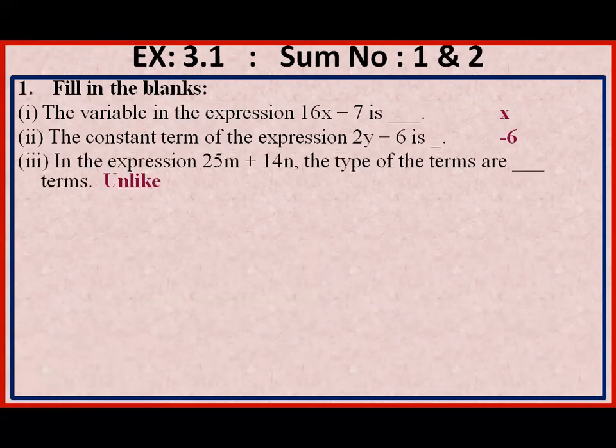In the expression 25m plus 14n, the type of the terms are dash. So you have one with the m term and the other one with the n term. So they are unlike terms.